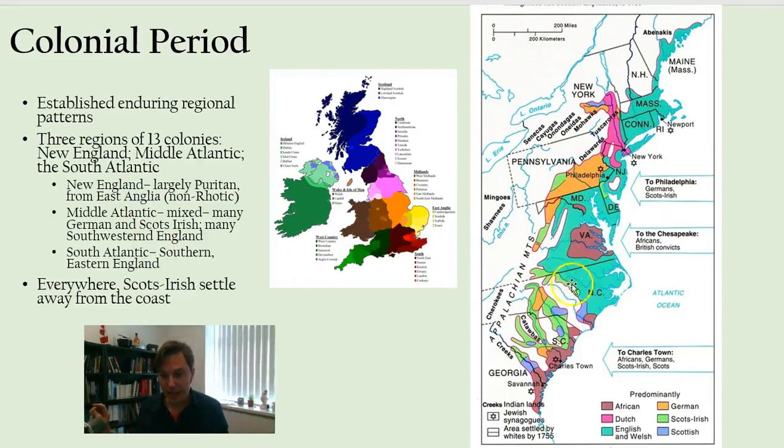The Middle Atlantic, however, is more mixed. There were many Germans and Scots-Irish, and there were also a lot of immigrants there from southwestern England. And now in southwestern England, and we'll talk about this more in a subsequent video, Somerset and Dorset and the city of Bristol, they do not do the typical R-dropping thing that we associate with a lot of dialects of British English. They, in fact, pronounce their R's very strongly.